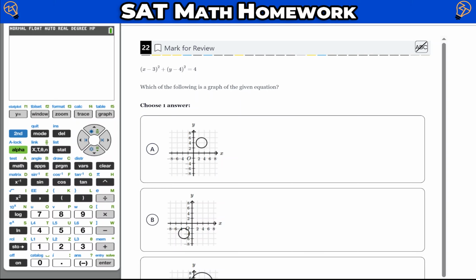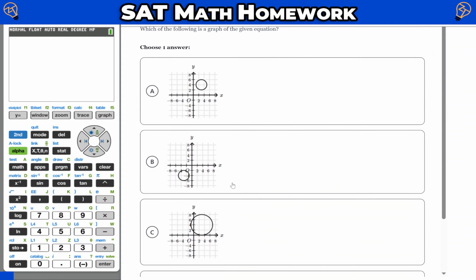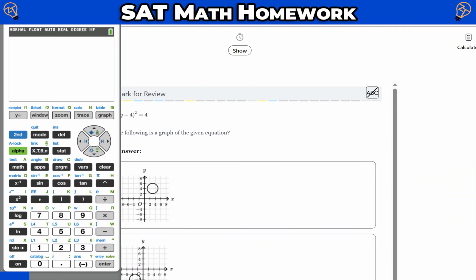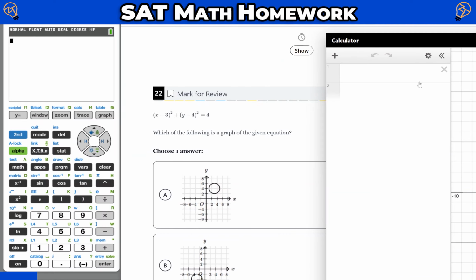So for a question like this, whenever they're essentially asking you to graph and then match the equation with the physical graph, definitely the easiest thing is just to go into Desmos in the upper right corner. We'll go ahead and type this in exactly the way that we see it.